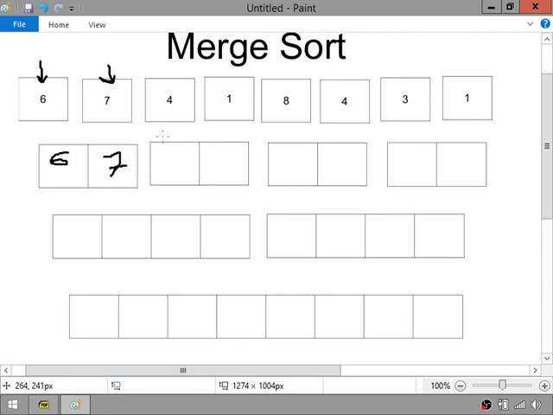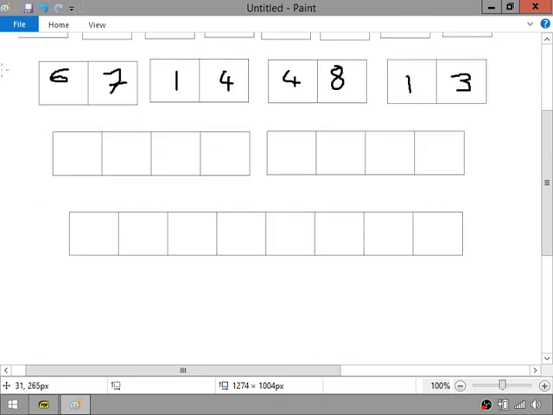Next, we're going to look at the next 2 lists. And we're going to think which is the smallest. Well, it's 1 followed by 4. And then looking at the next 2 lists, which is smaller, 4 and 8. And which is smaller here, it is 1 followed by 3. Okay, there you have it. There is our very partially sorted list.